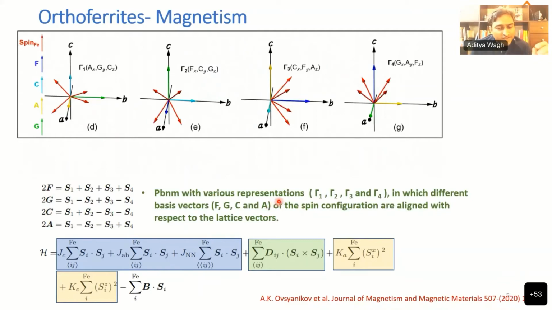Since this is a Pbnm structure, you can have various representations, and they can be shown in Bertaut notation: gamma 1, gamma 2, gamma 3, and gamma 4. Our concern in this study is the gamma 4 and gamma 2 phases. The gamma 4 phase is defined as G along X, the Néel vector A along Y, and the F net moment basis vector along Z. So these three are how we can identify the phase.